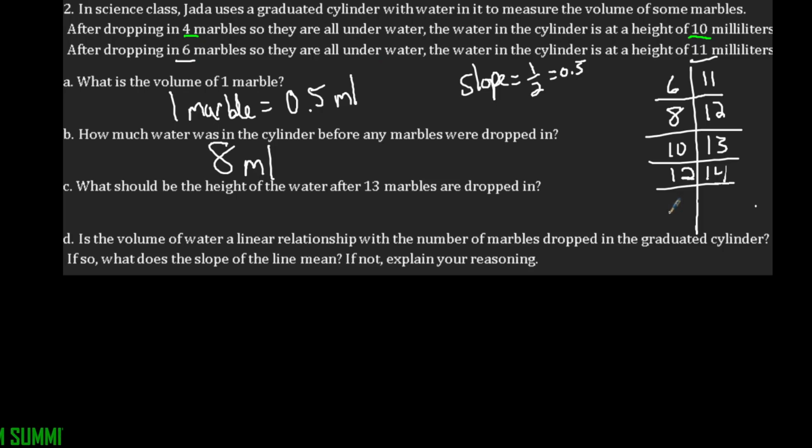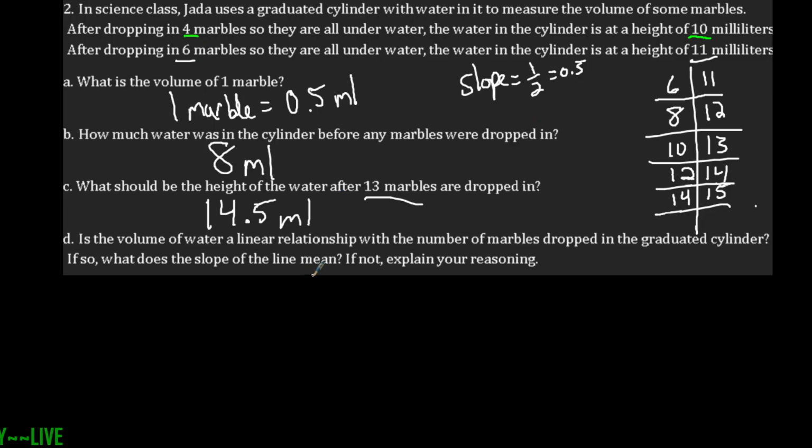And then the next one would be 14, 15. But I need to take it in between those two. So after 13 marbles dropped in, I would have 14.5 milliliters. So be able to use that graph. Again, you can take points in between them because it makes that line.